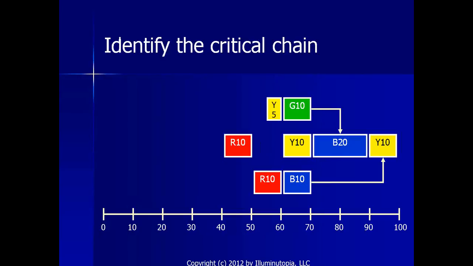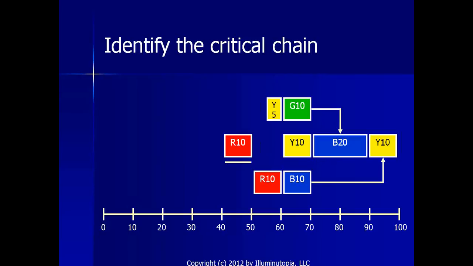The next thing we need to do is identify the critical chain. The way we do that is we start with the task that is first scheduled, earliest in time, and put it on the critical chain. So that's the first R10 task. Now we're at time 50, and we look to see, in terms of task or resource dependencies, what's the next task that is scheduled earliest in time.